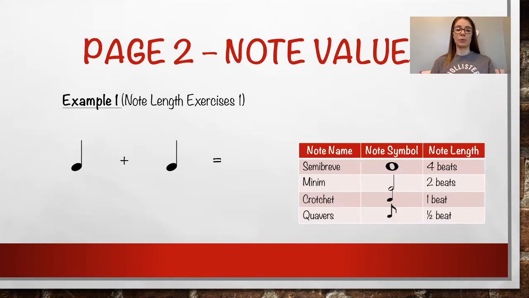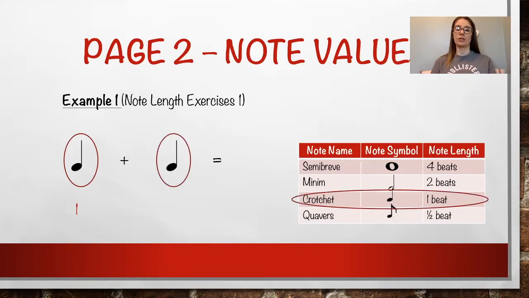Example number 1, which is taken from Note Length Exercises, Exercise 1. First step is to look at the first note and see which of the notes this note is. If we look at the table, this first note is a crotchet, and we know that a crotchet is worth 1 beat. The second note is also a crotchet, and a crotchet is worth 1 beat. We then add those 2 numbers together, which gives us a total of 2 beats.